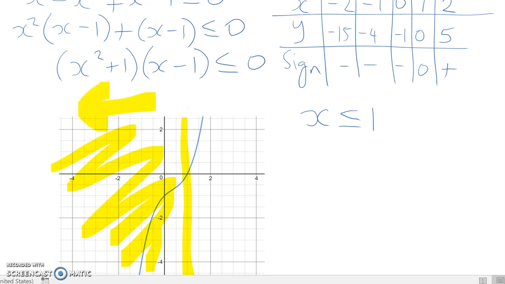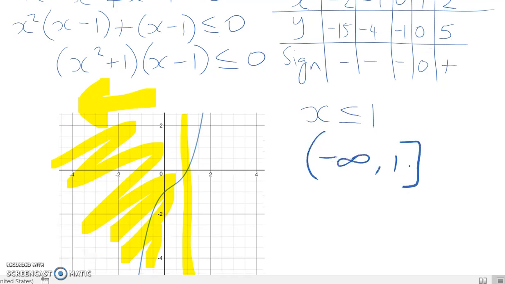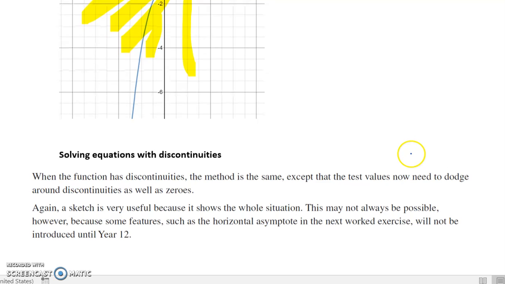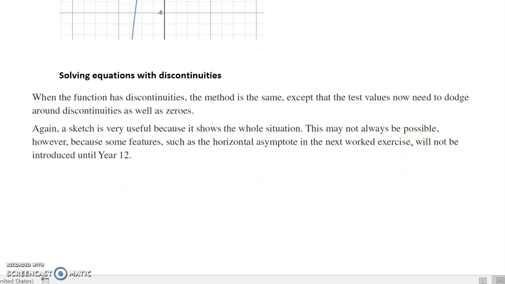So we write that as x is less than or equal to 1. If I want to write that in interval notation, I write that as negative infinity to 1, inclusive, because it can be equal. Okay, then we come to solving equations with discontinuities.